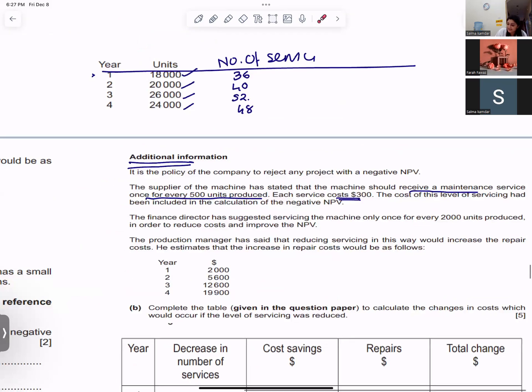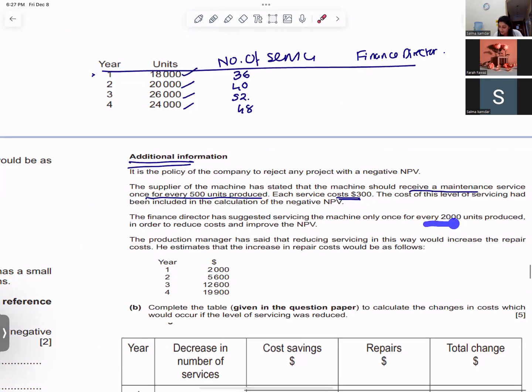What is the finance director suggesting? That because I am servicing the units after a production of 500, and this is resulting in a negative NPV, I should service the machine after producing 2,000 units, so that I can reduce my cost and improve my NPV. So as per the finance director's suggestion, in the first year, how many services would we need? 18,000 divided by 2,000. In the first year, I would need 9 services.